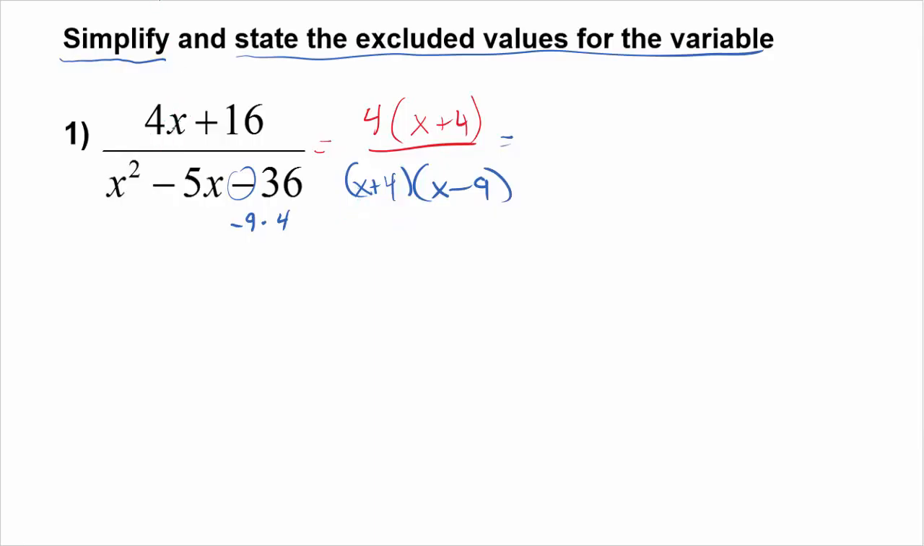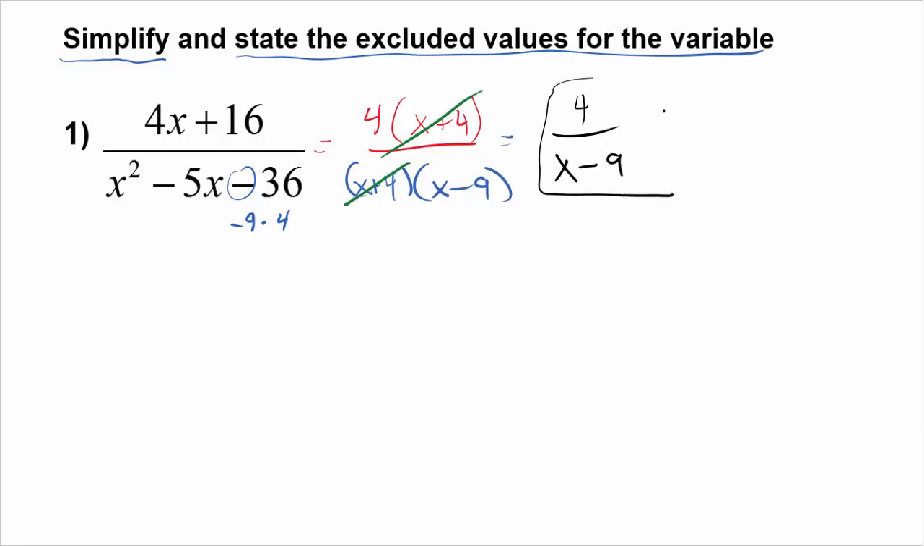You're not allowed to go at the original step and say, oh, I see an x here and I can cancel those x's. You have to make sure it's completely factored before you start canceling things out. So at this point I see x plus 4's they have in common. I can cross out the x plus 4's on the top and the bottom, and then I am left with 4 over x minus 9.